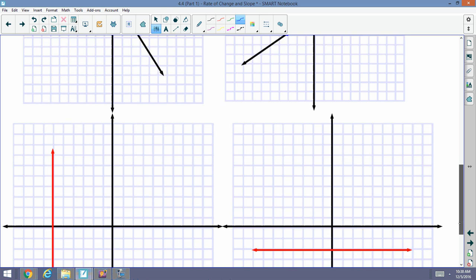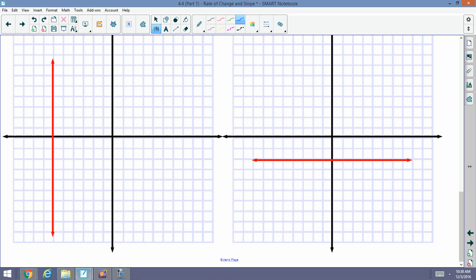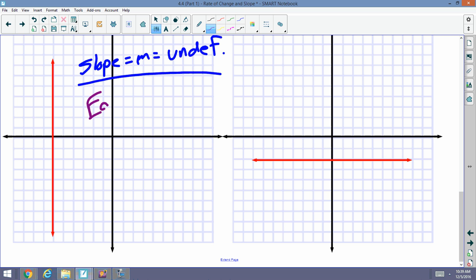Okay, let's do it. My slope, which equals m, that's undefined. Now, just for giggles, what's the equation for this? x equals negative 6. Good job. Does that make sense? You understand why I did that?